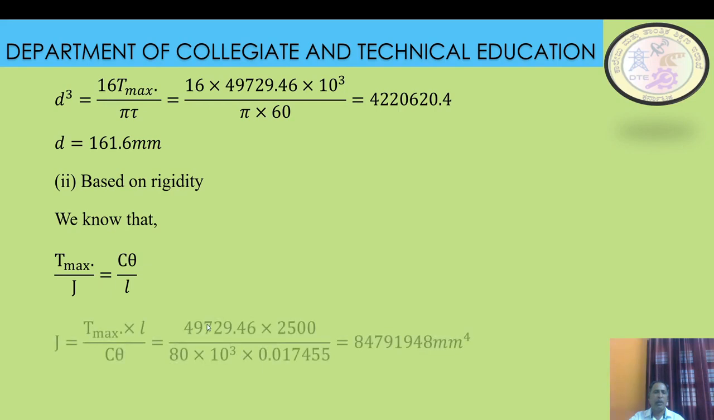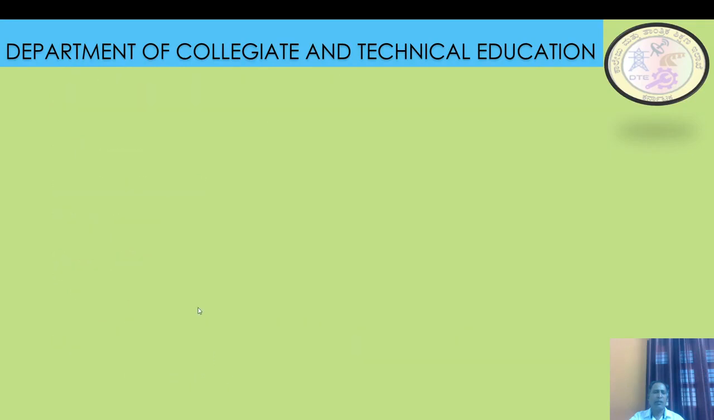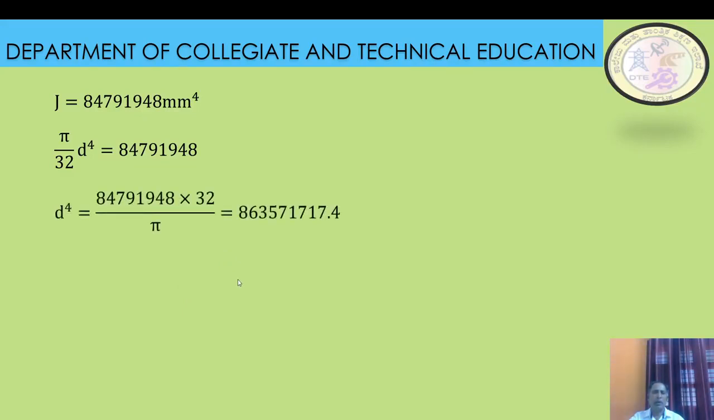Therefore J is equal to T maximum into L divided by C theta. Substitute the value of maximum torque, length of the shaft, modulus of rigidity and the angle of twist. We will have the J value. And as we know that J is equal to pi by 32 into d raised to 4. So substitute the value of J as pi by 32 into d raised to 4, that is equal to 8479.1948. So therefore d raised to 4 is equal to 32 into this value divided by pi. So therefore D is equal to 171.42 mm.